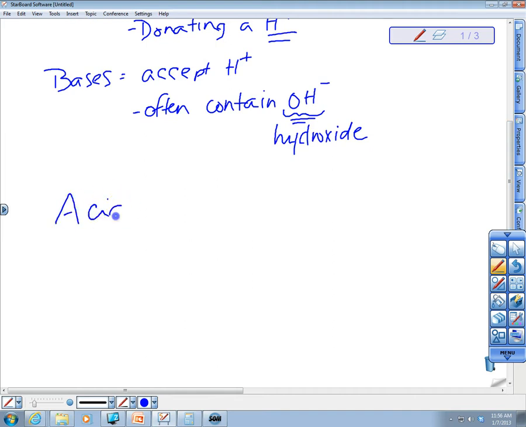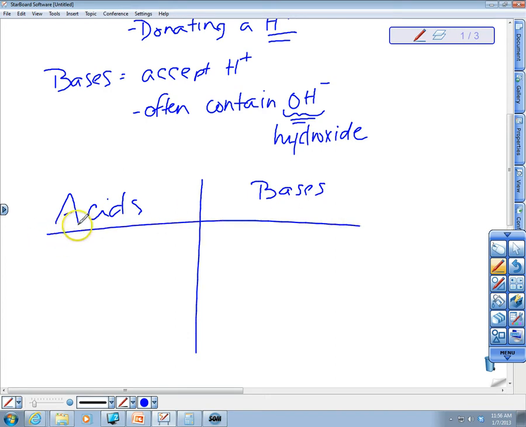In general, acids have a pH of less than 7. So anything 6.5, a pH of 2, a pH of 1, all of those would be acids. A pH of greater than 7 gives you a base. So 7.5, 8, a pH of 10, all of those are bases. A pH of 7 is neutral.